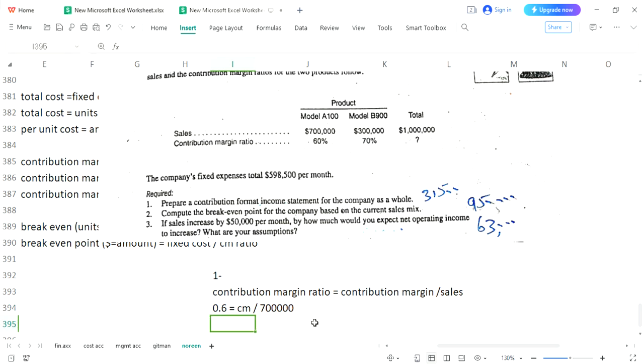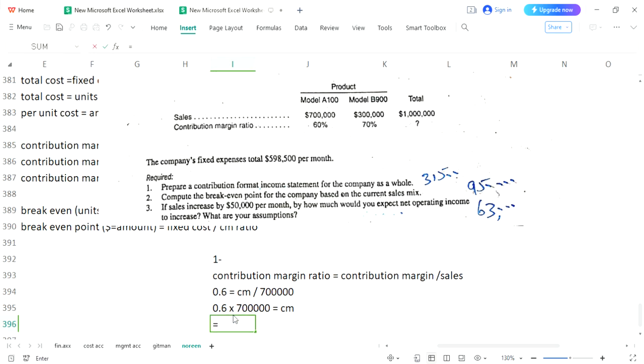Okay, what is the next step? 7 lakh is divided on the right side of the equal sign. You want to take it to the left side of the equal sign, so the operation changes. Here it is divided; when you take it to the left side, it will be multiplied. 0.6 is already present over here, and when you bring 7 lakh to the left side of the equal sign, it is multiplied. And what is left on the right side of the equal sign? Only CM, contribution margin. So now you can calculate on your calculator: 0.6 multiplied by 7 lakh.